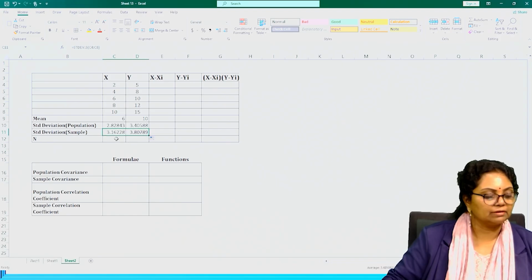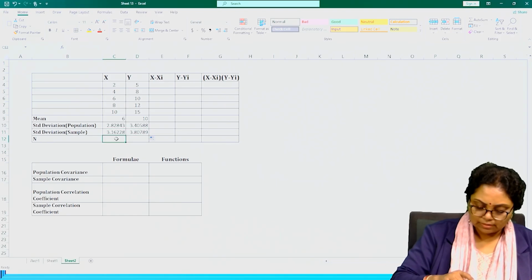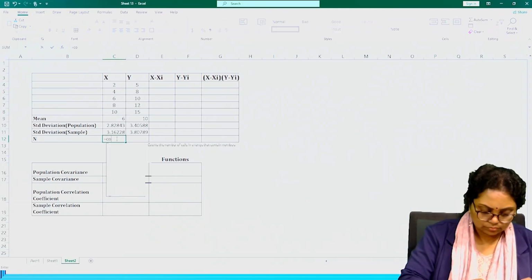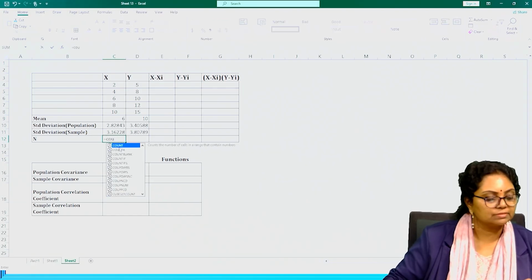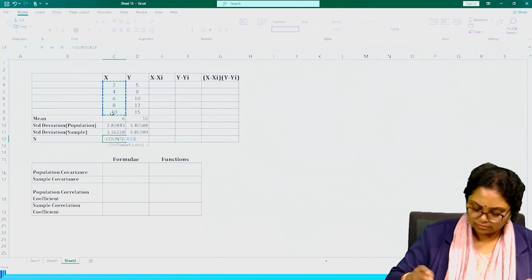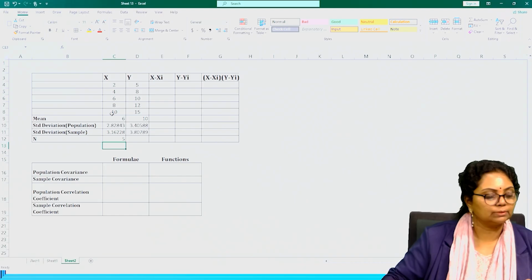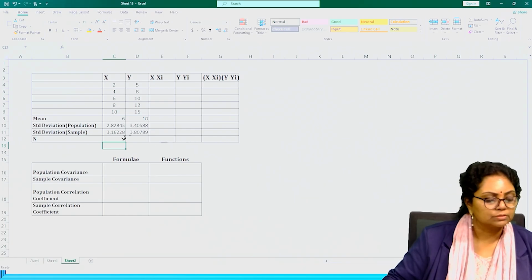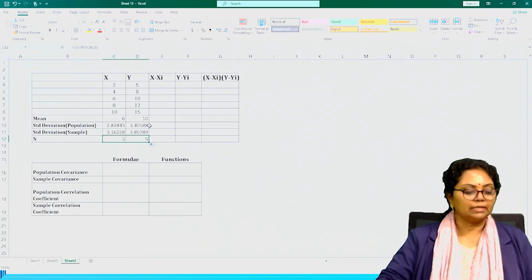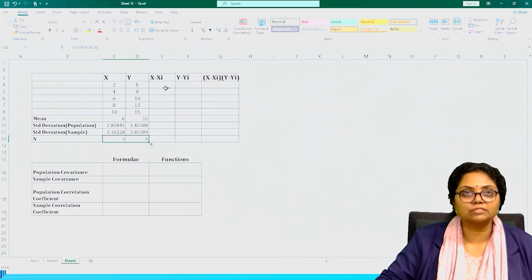Let us see how many observations are there. Now here is equal to count. So the count gives the number of observations. Here we are having 5 observations. We are going to get 5. Here also the same way we are going to get 5 observations. Now that we are done, let us proceed to the second step.